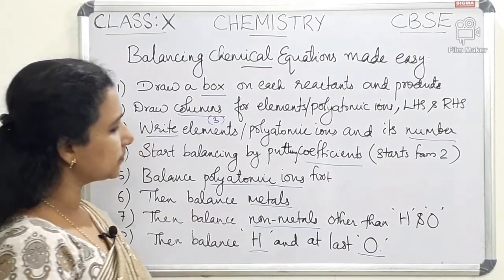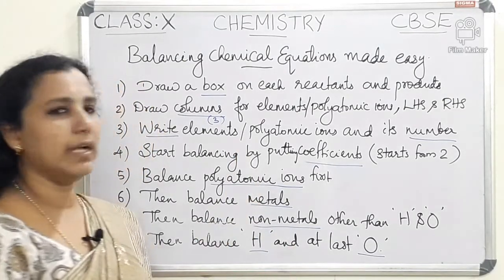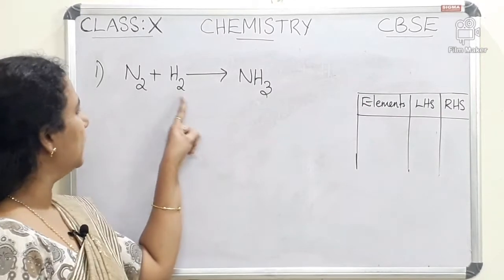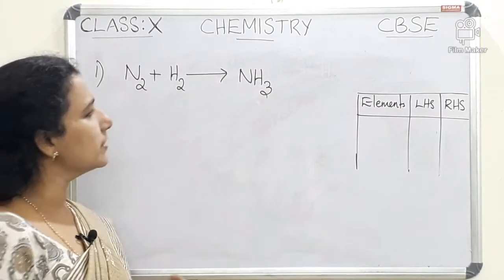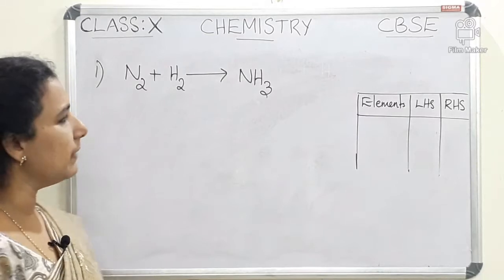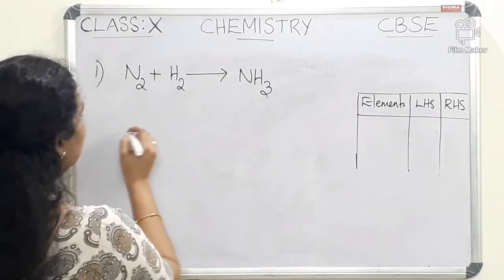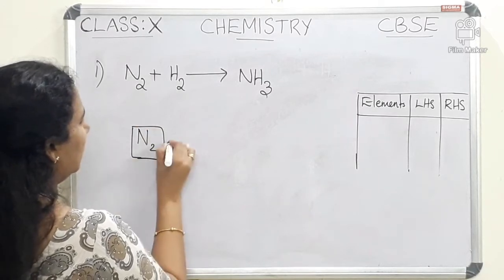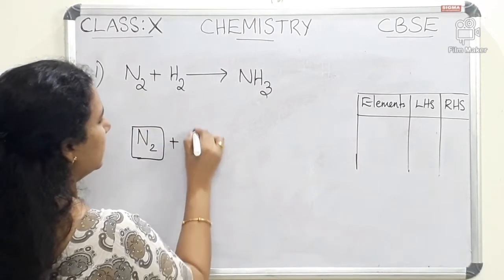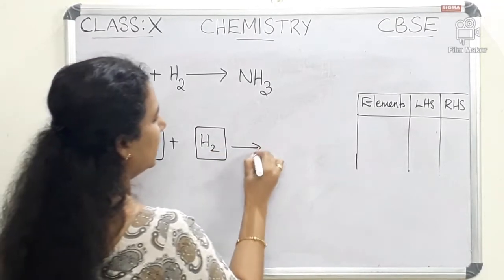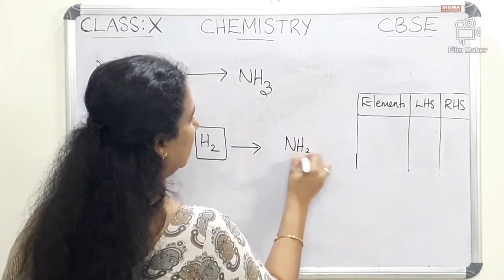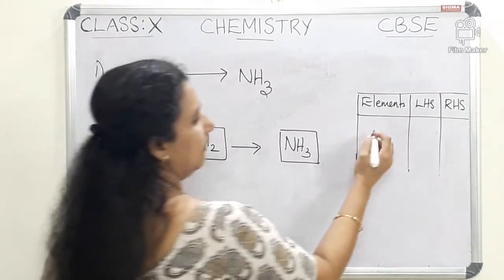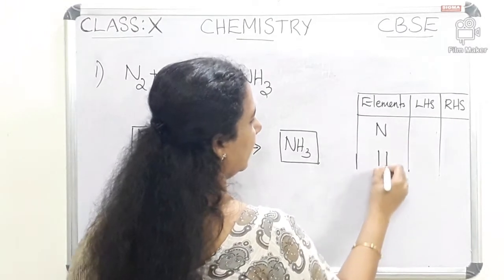So we will illustrate these points by taking some examples. This is the first example: N2 plus H2 gives NH3. This is an unbalanced equation. We need to balance this equation. First of all, we have to draw boxes around N2, H2 and NH3. Then write the elements present, nitrogen and hydrogen.